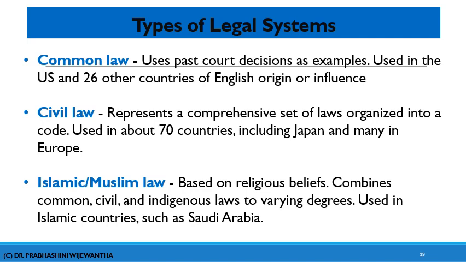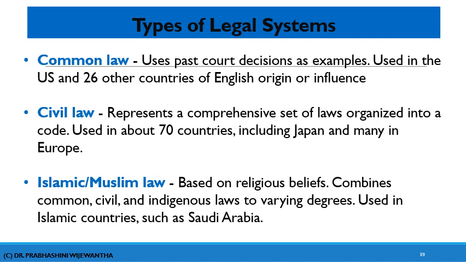So one of the main types of legal systems operating is the common law. This common law uses past court decisions as examples. Under this system, the decisions regarding court cases are made by using or referring to past or previous court decisions as a reference, or a guide, or a base, or an example. This common law legal system is used in the United States and 26 other countries of English origin or influence.